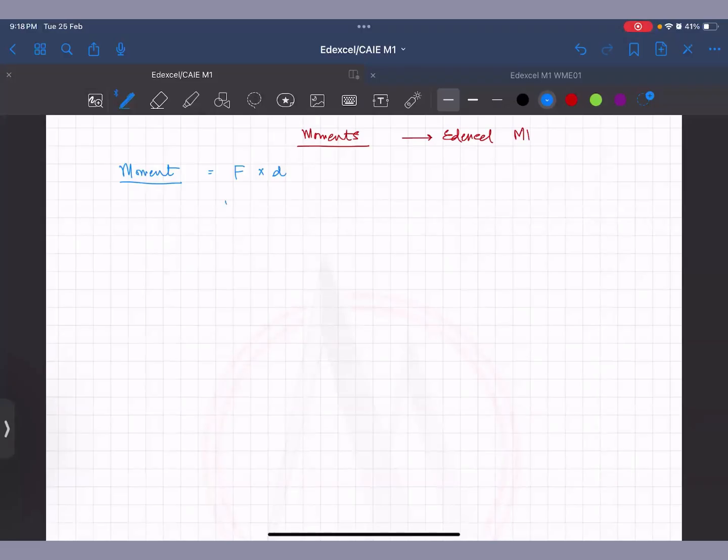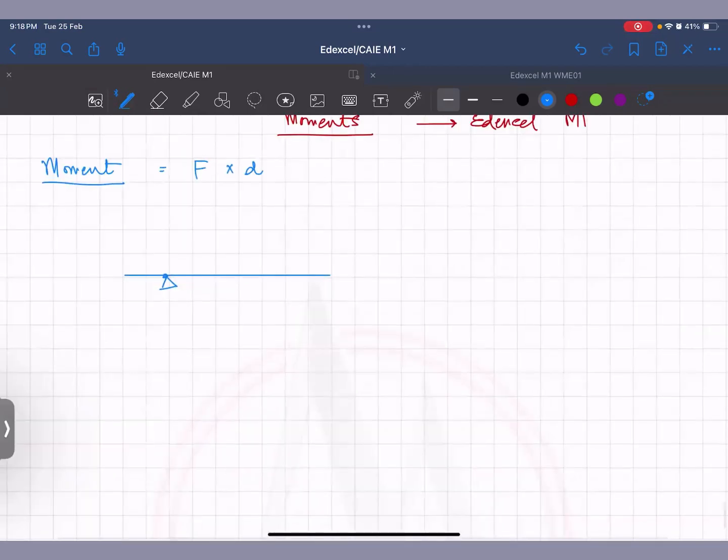The perpendicular distance from the line of action of force. What was the correct definition? I forgot it. Let me explain it to you. For example, this is a pivot. Pivot is the point around which the block or the plank or anything is rotating. This is the pivot, let's suppose.